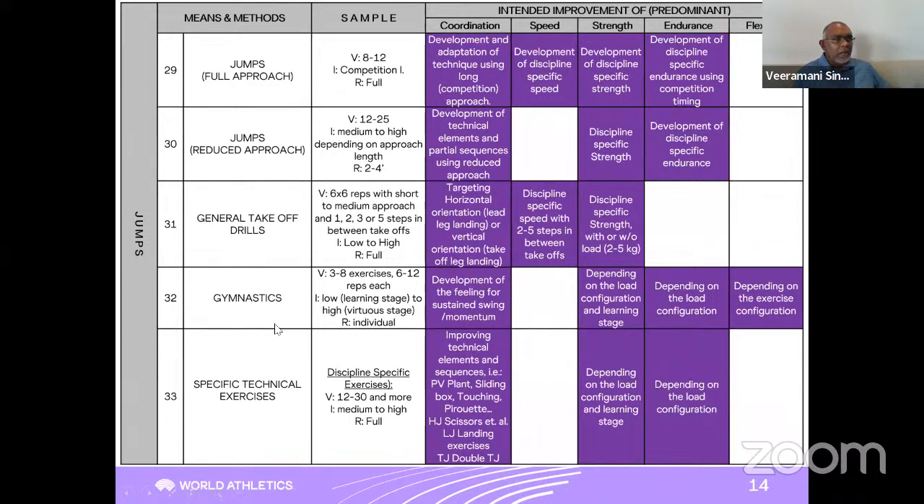Gymnastics, again, more towards what I call a development of the feeling of the swing or the momentum. So predominantly towards pole vault to help athletes to develop the coordination, mobility, endurance, and of course the strength aspect of it. Specific technique exercises, develop discipline specifics, anything that improves the technique element and sequencing. That means we break the whole part of teaching, and then we are working with them. So this is how this can be planned using that.